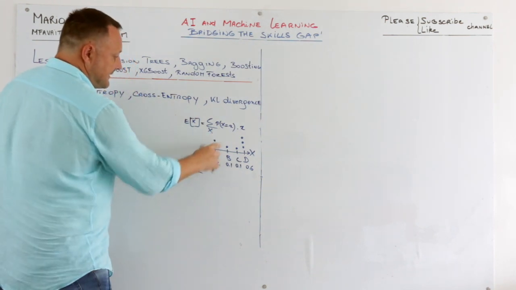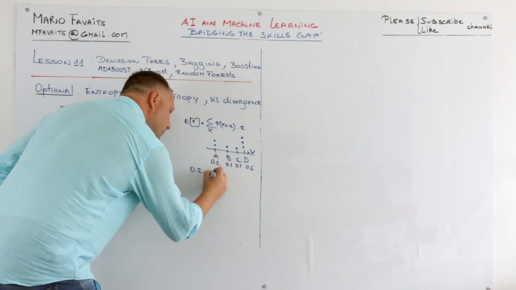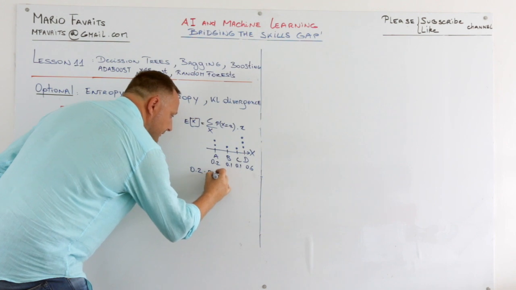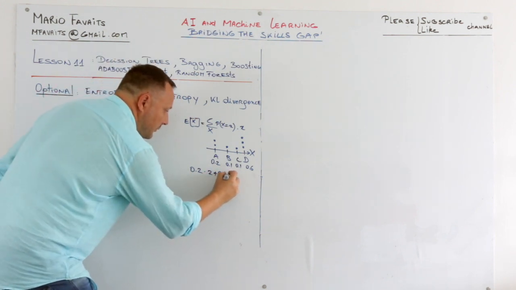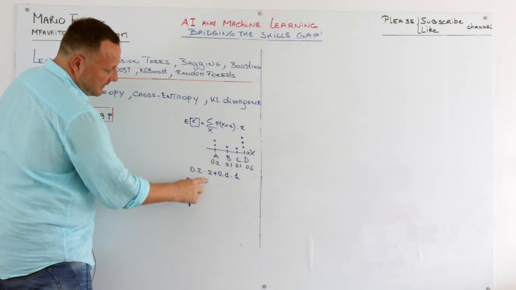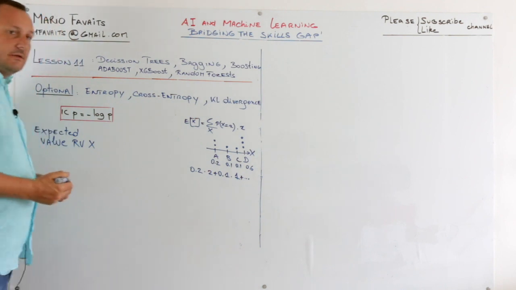So in this case it would be 0.2, the chance that x is A, is 0.2 times 2, plus B is 0.1 times 1. The 1 comes because there's 1 dot. Here the 2 is because there's 2 dots. And here you go until you're at the end.